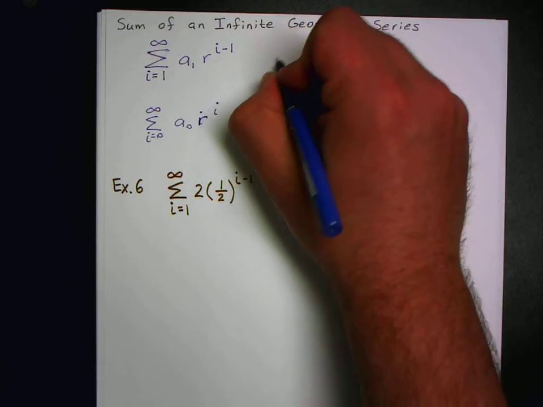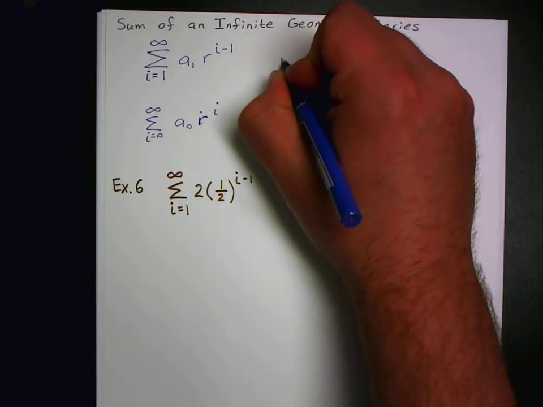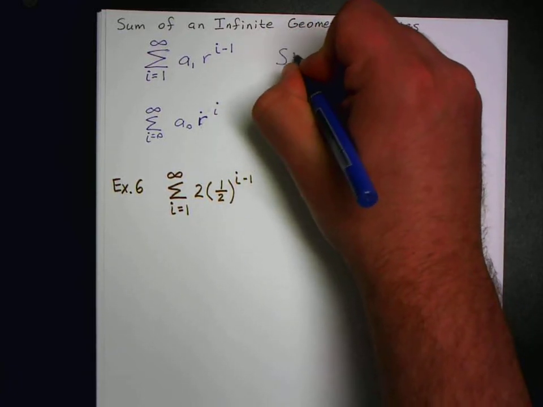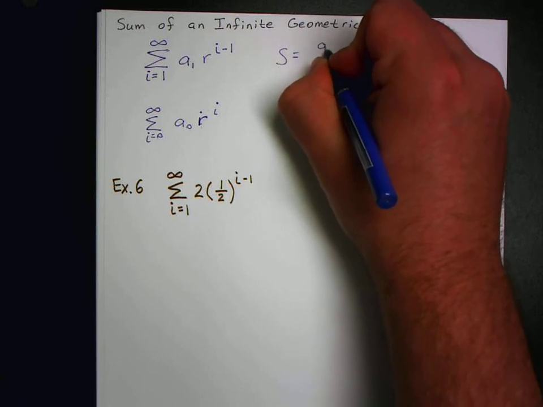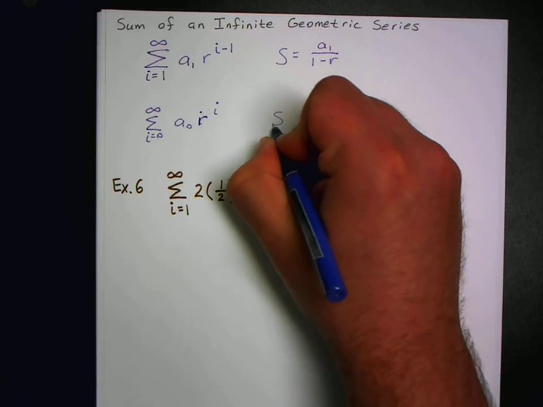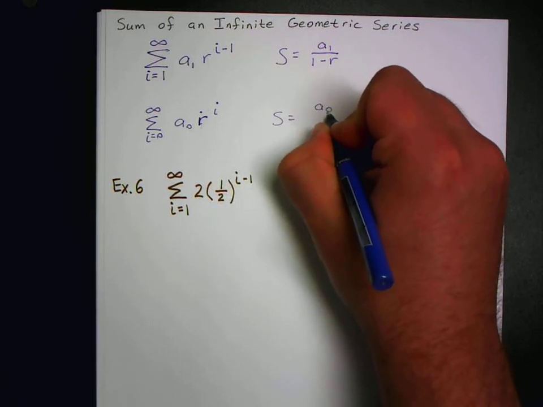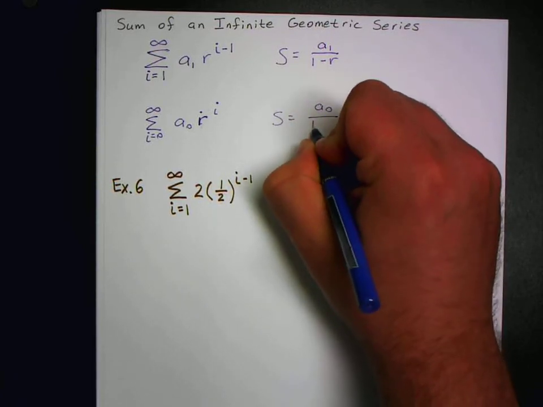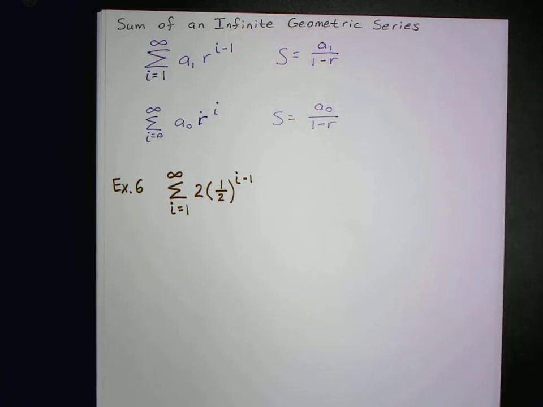Okay, so in this case, your formula is A1 over 1 minus R. In this case, your formula would be A0 over 1 minus R. So see, again, it doesn't matter. It's just your book took the two formulas and mixed them together.